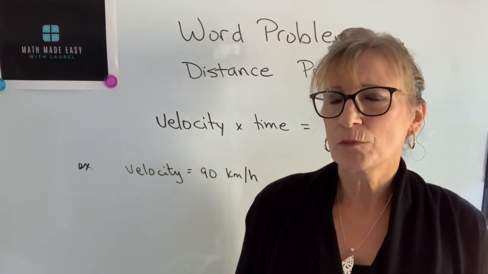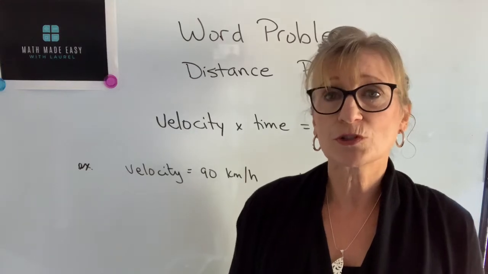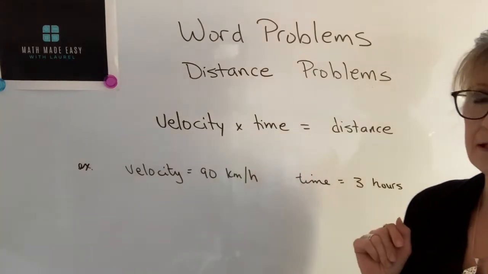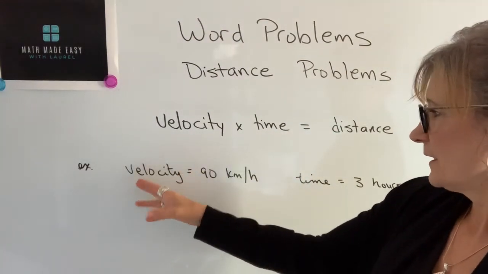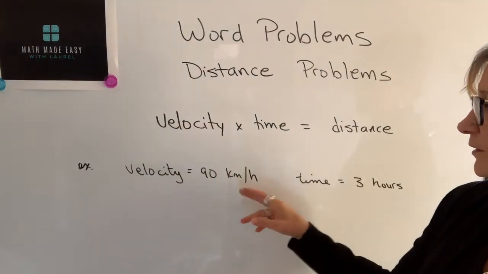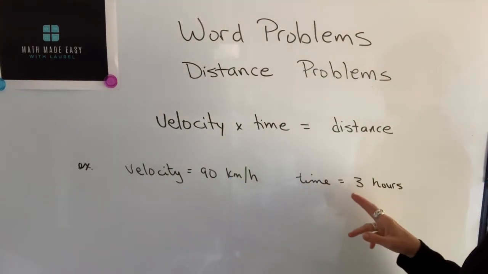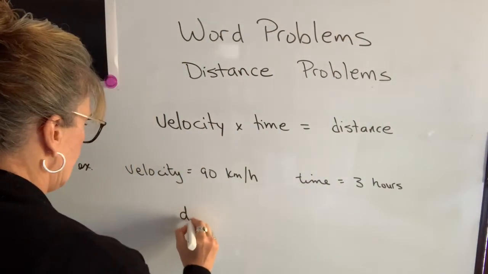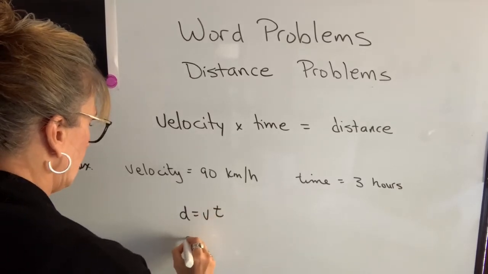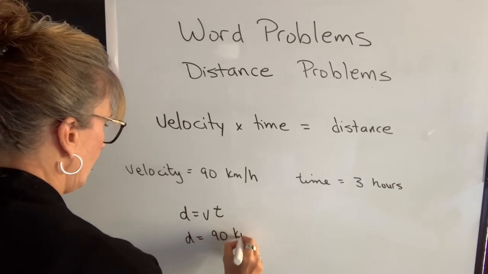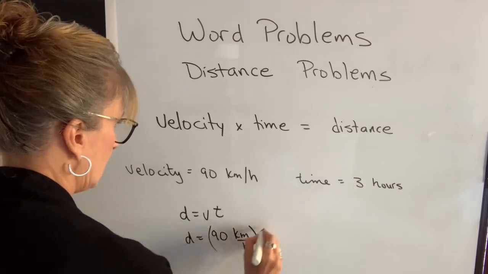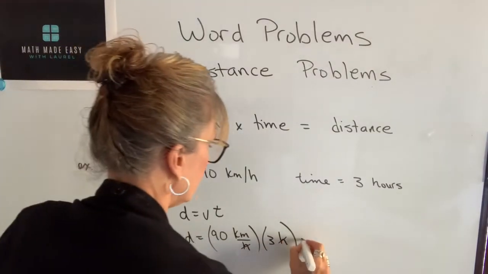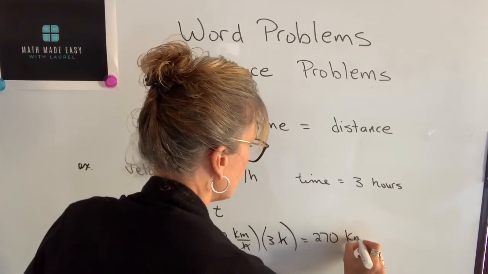In distance problems, you need to understand a fundamental relationship between distance, velocity, and time. And I've stated that here, velocity times time is equal to distance. So for example, if we had a vehicle traveling at a velocity of 90 kilometers an hour, and the time it traveled was 3 hours, we could find the distance. So distance is equal to velocity times time. Velocity is 90 kilometers per hour, times 3 hours. The hours will cancel and the distance will be 270 kilometers.